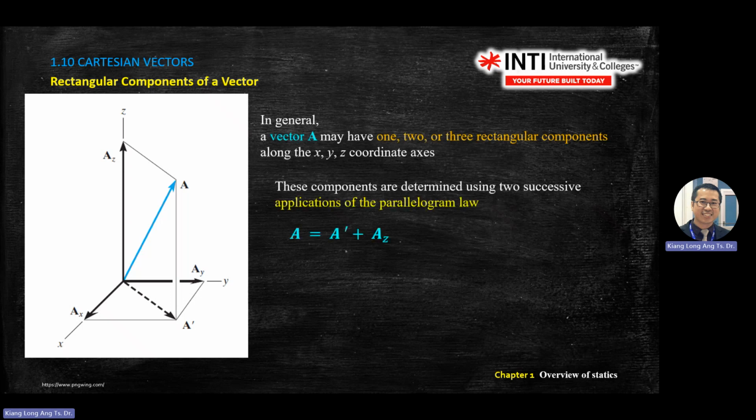The rest you read. This is what I mentioned just now. A equal to AZ plus A prime. You split into 2 components. Then this one also you split into X and Y with this equation. So you combine this one, you substitute, you pull this one, substitute inside here. The resultant of A will be AX plus AY plus AZ. So every time you have a resultant in three-dimensional, you can split them into AZ, AY, AX.